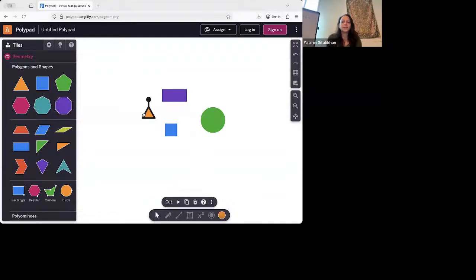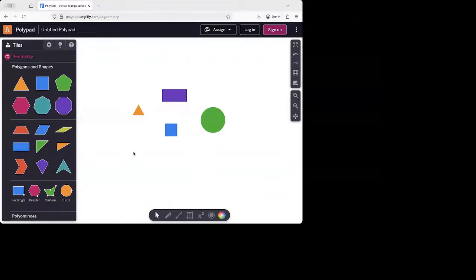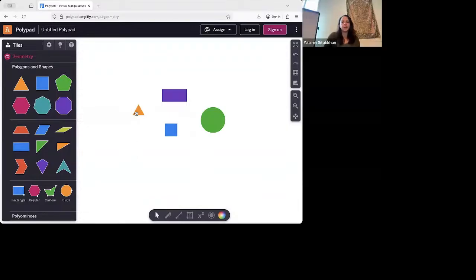How many sides do you see on a triangle? Can somebody tell me? Yeah, three. Three sides, right? 1, 2, 3. What about a circle? Do you see any sides? How many sides are on a circle?